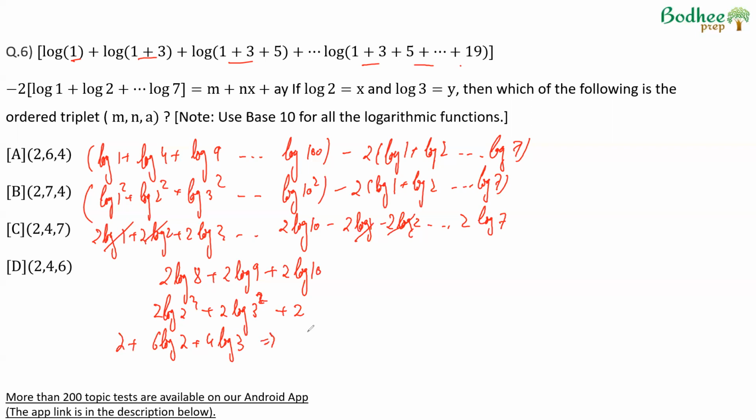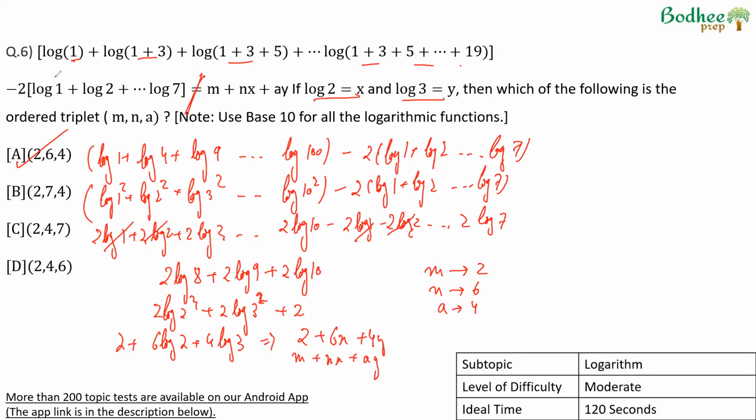And therefore this is nothing but 2. Log 2 was x, therefore 2 plus 6x. Log 3 was y, therefore plus 4y. This equation on the left hand side is given equal to m plus nx plus ay. Therefore m becomes 2, n becomes 6, a becomes 4. 2, 6, 4, option A becomes my answer.